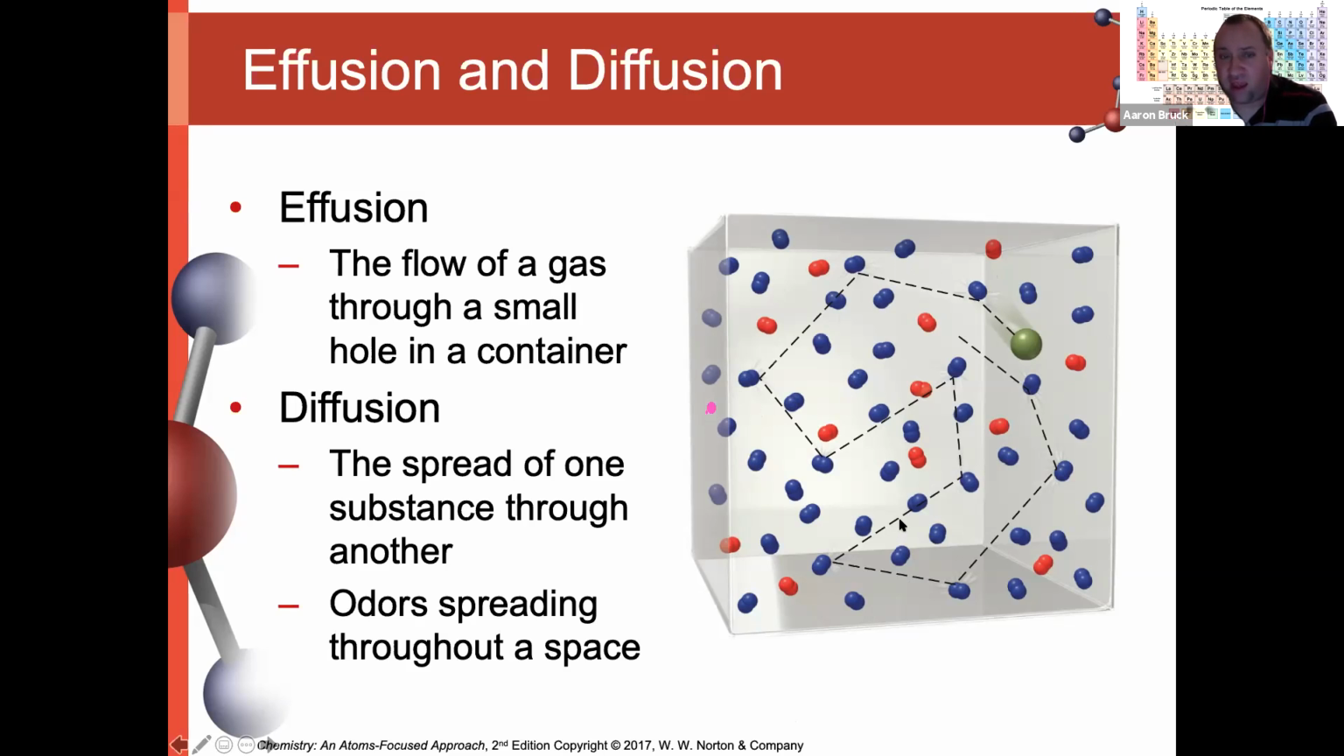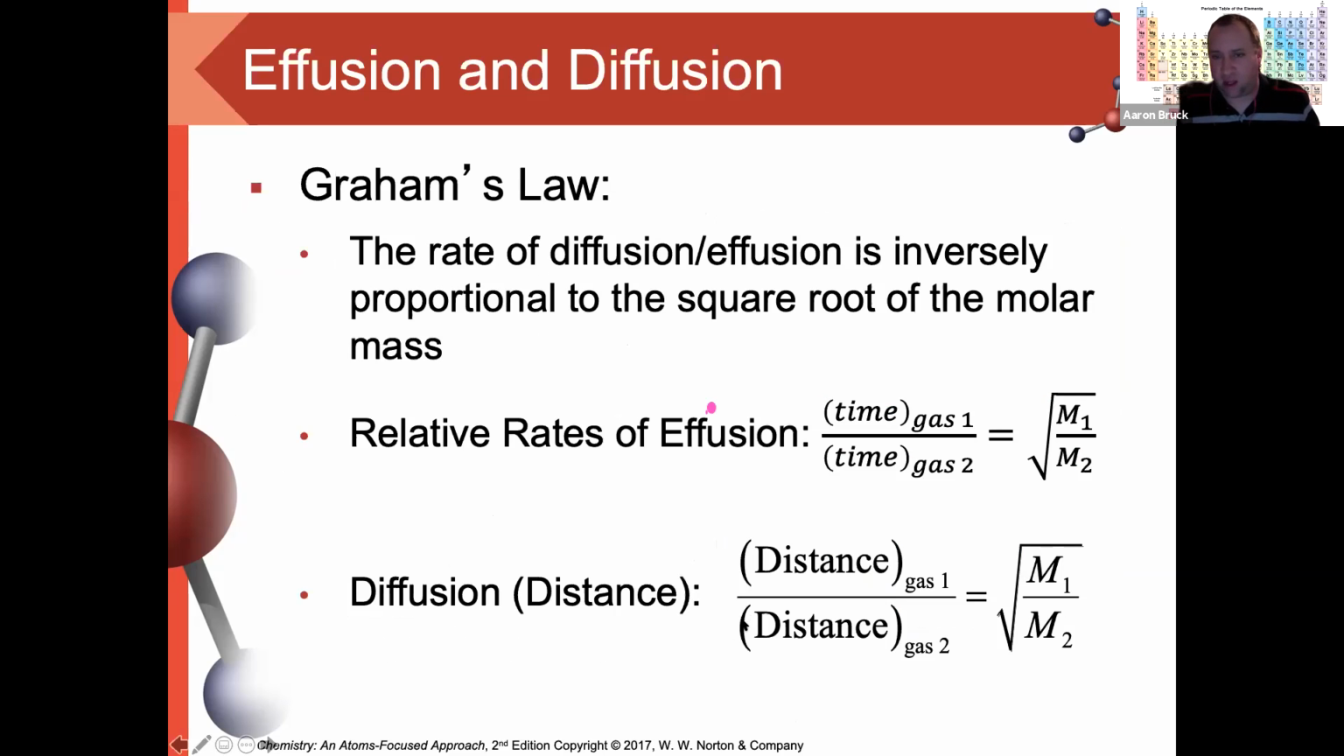And the answer there comes back to this relationship between mass and velocity for a gas. We call it Graham's law. Graham's law, which applies to diffusion and effusion equally, says that the rate of diffusion or the rate of effusion is inversely proportional to the square root of the molar mass. So if I'm trying to compare rates of effusion, so how quickly does the gas get out of the box?